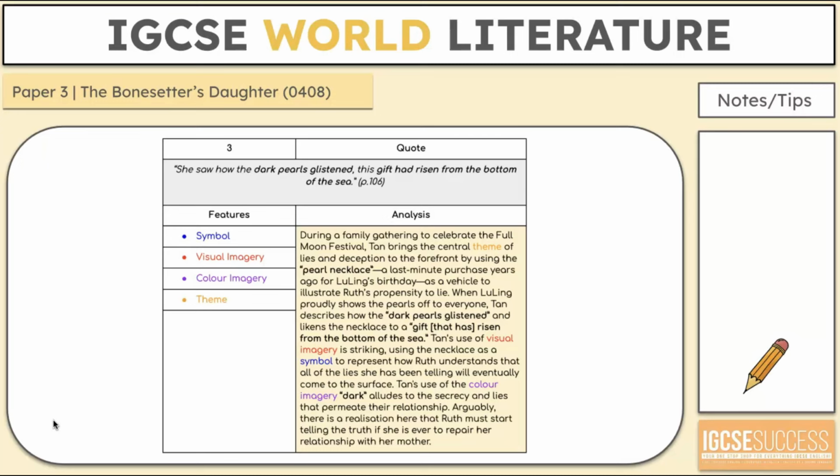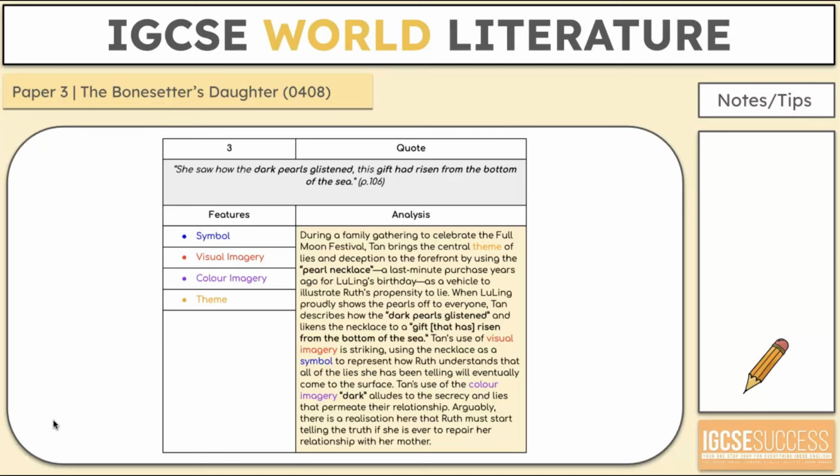So during a family gathering to celebrate the full moon festival, textual reference, contextualising the quotation again to show a thorough understanding, Tan brings the central theme of lies and deception to the forefront by using the pearl necklace, a last-minute purchase years ago for LuLing's birthday, as a vehicle to illustrate Ruth's propensity to lie. When LuLing proudly shows the pearls off to everyone, Tan describes how the dark pearls glistened and likens the necklace to a gift that has risen from the bottom of the sea.